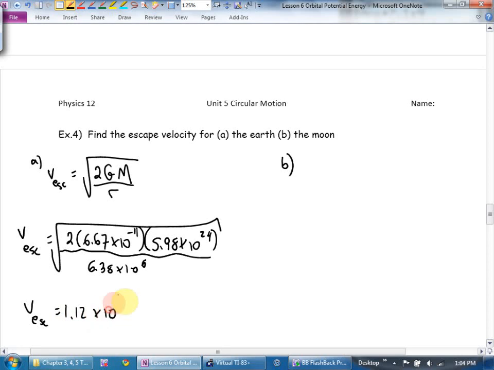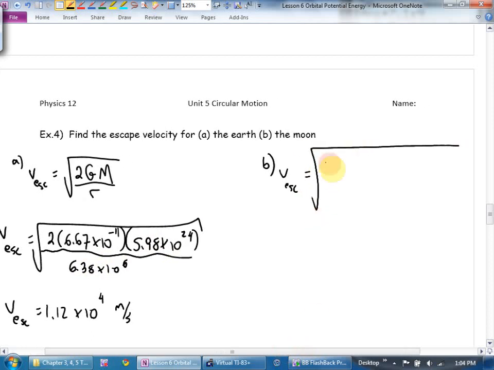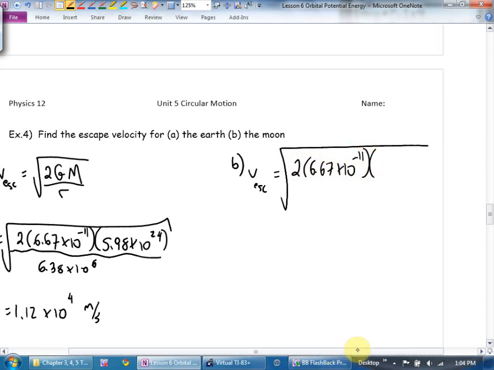What about on the moon? Well, the mass and the radius are going to be different. I don't have those ones memorized. You'll have to give them to me from the sheet. What are they? 6.67 times 10 to the negative 11. What's the mass of the moon? 10 to the what? Sorry? 22. And what's the radius of the moon, Dan?